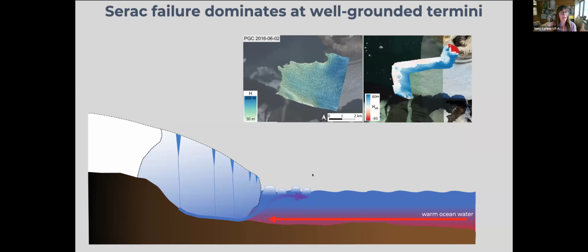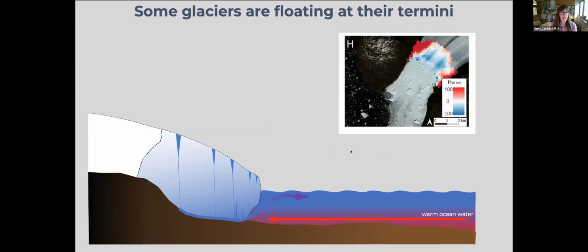This type of calving behavior is very dominant at glaciers that are well grounded. This is an elevation of this glacier and then the height above flotation. So this is a glacier that's well grounded, and it tends to have this style of calving. We see different styles of calving for glaciers that are floating.